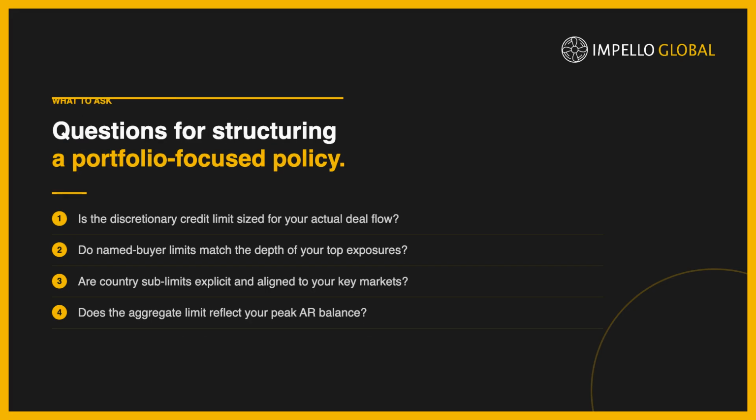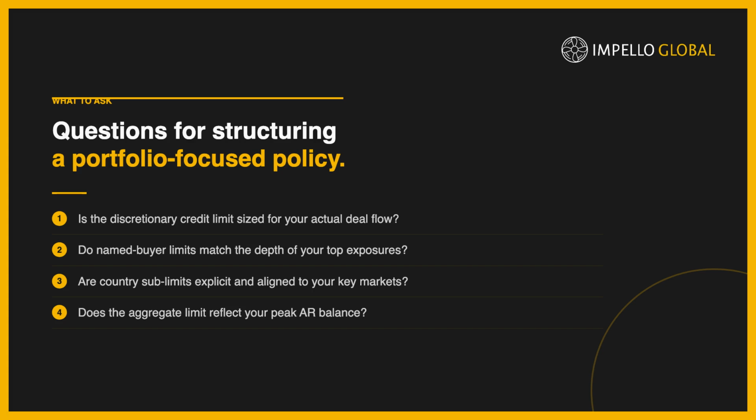If you're reviewing or structuring a multi-buyer TCI policy with portfolio management in mind, here are the questions that matter. What is the discretionary credit limit, and is it sized for how you actually operate? If your average transaction is $200,000 and your discretionary limit is $50,000, you are going to be in the approval queue constantly. The limit should reflect your deal flow, not just your insurer's default setting.